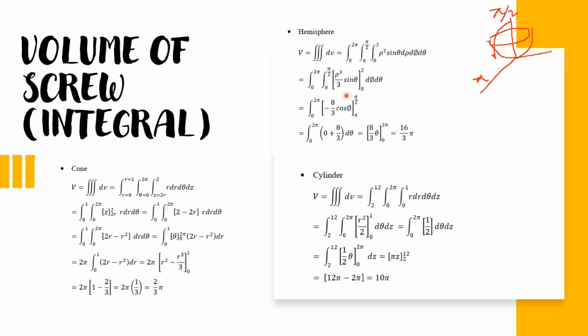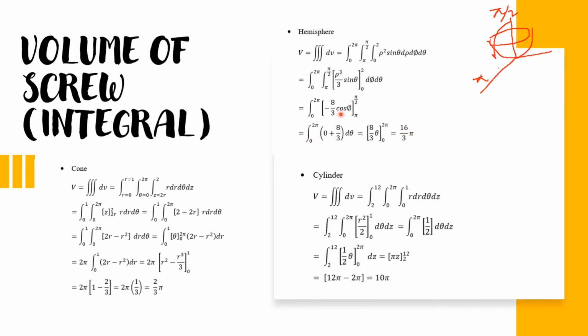And then we integrate in terms of rho, we got this, negative 8/3. And then integrate in terms of phi, we got this. And then we integrate in terms of theta, we got 8/3 theta. And then we use 2 pi and insert it, we got 16/3 pi.